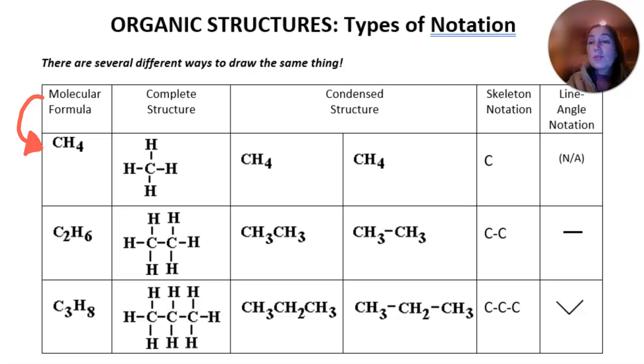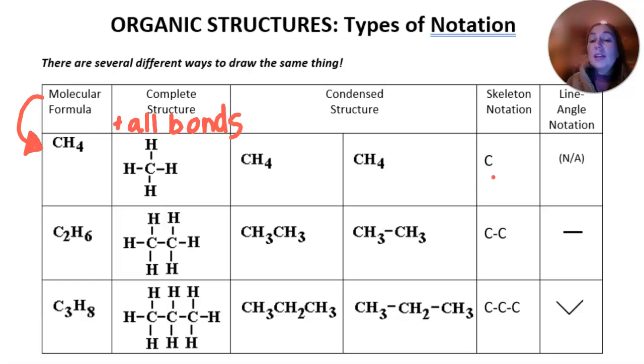Then we can have our complete structure. In our complete structure, we draw every single bond, every single carbon-carbon bond and carbon-hydrogen bond. All the bonds are drawn out. We can have a condensed structure. In a condensed structure, we're usually showing a few less bonds. For example, we don't have to show every single carbon-hydrogen bond. Instead of showing a carbon with every single hydrogen bond, we might abbreviate it CH4, CH3.